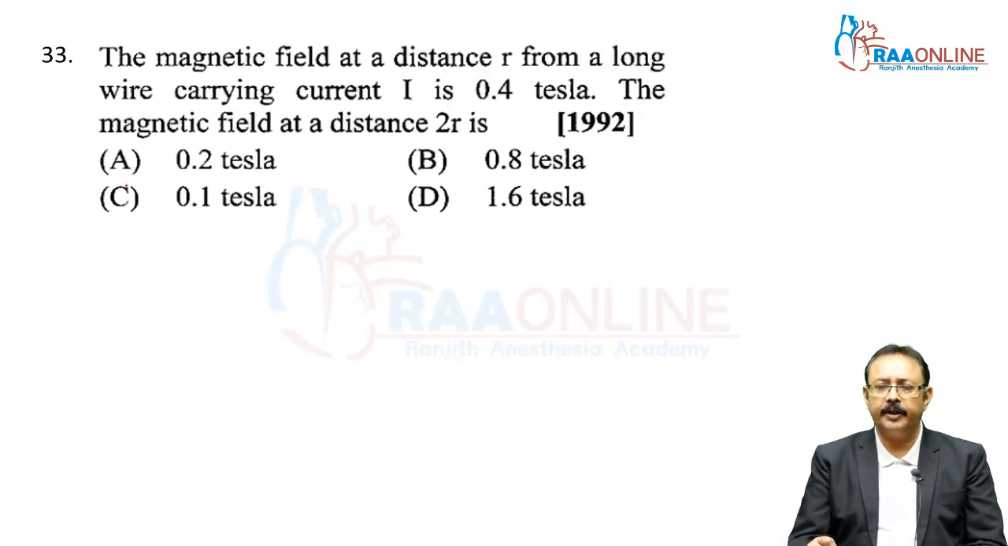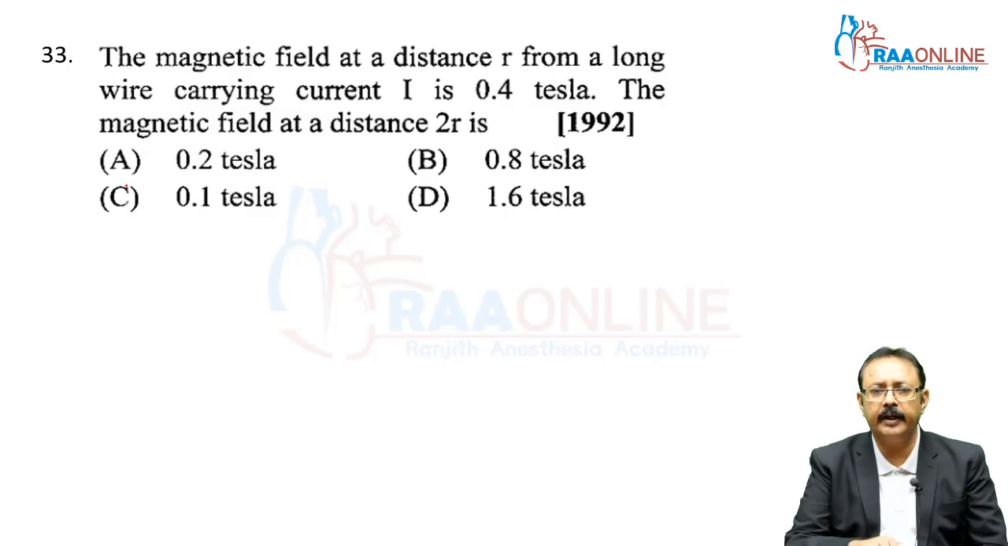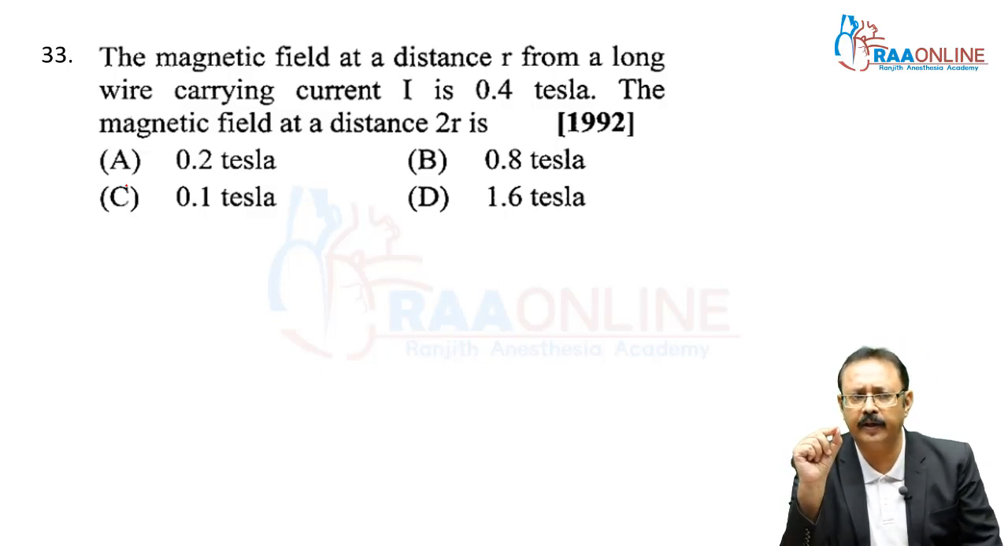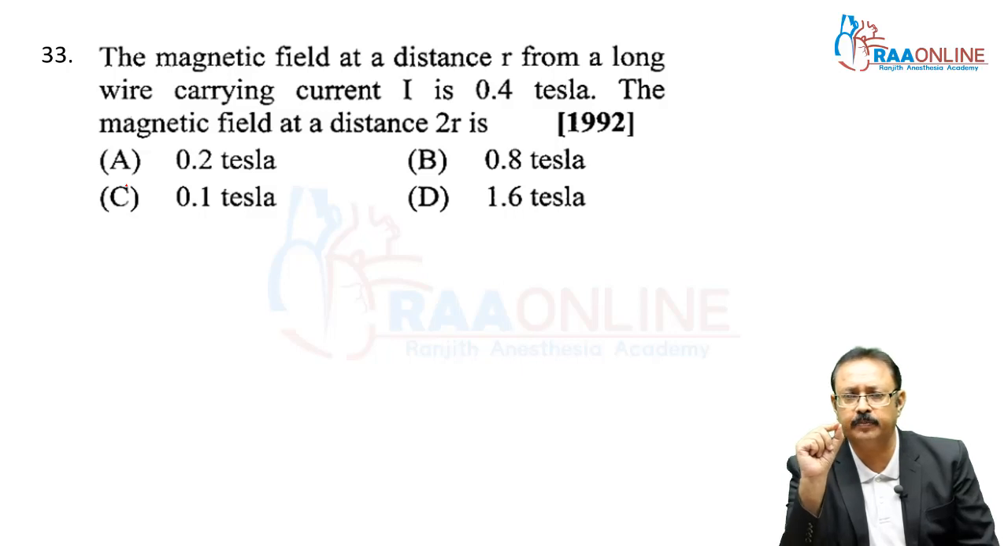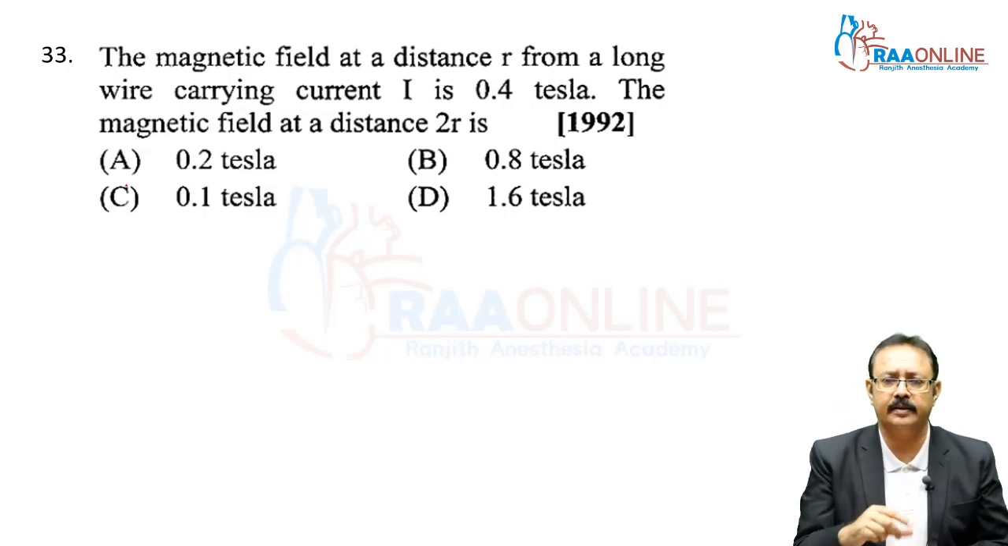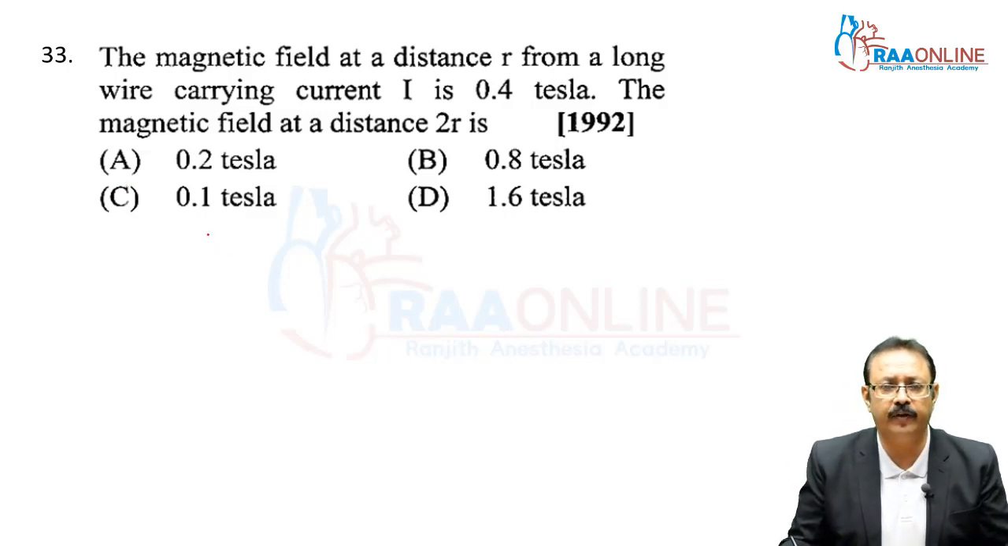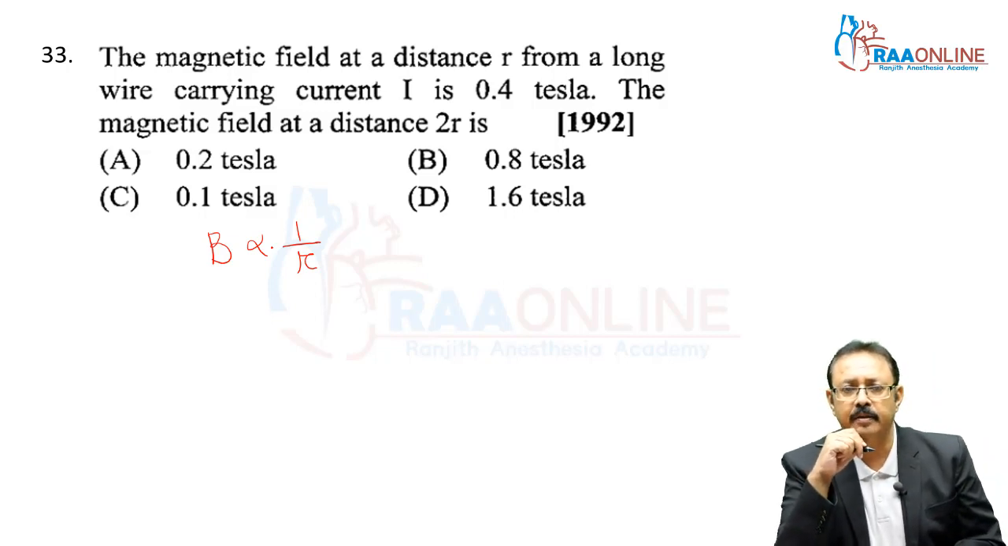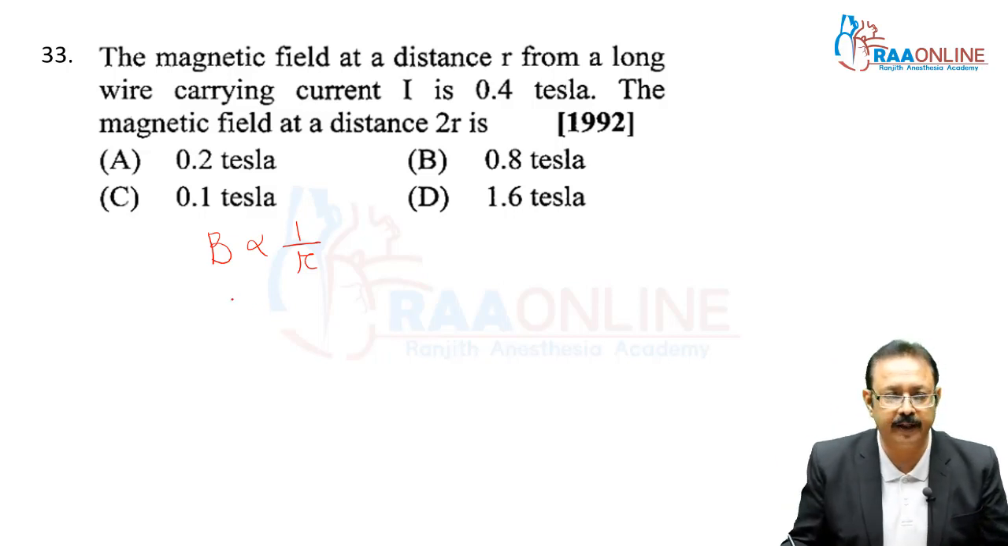It is from 1992 AIPMT. The magnetic field at a distance r from a long wire carrying current I is 0.4 Tesla. The magnetic field at a distance 2r is, just we saw that in case of a wire, magnetic field is inversely proportional to r. It means by doubling the distance you are making the magnetic field half. What we are saying? In a wire, the product of B and distance should be constant.